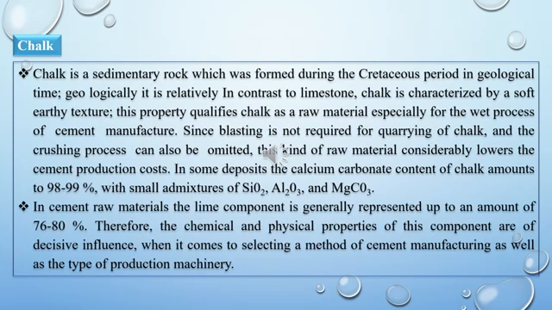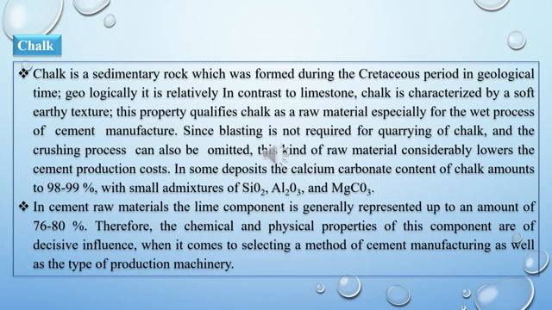This kind of raw material considerably lowers the cement production cost. In some deposits, the calcium carbonate content of chalk amounts to 98 to 99% with a small admixture of silica dioxide, aluminum oxide or magnesium carbonate.